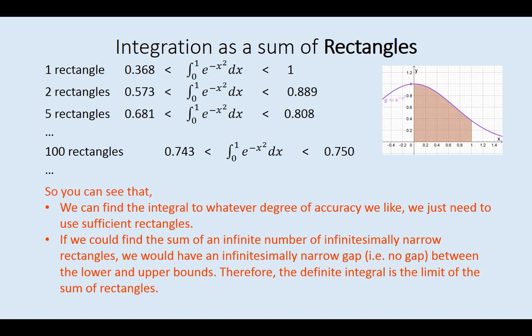If we continue this process to the limit, so that means we are letting the number of rectangles increase up to infinity and the width of the rectangles decrease down towards 0, that would mean that our gap between the lower and upper bound would also decrease towards 0. There would be an infinitesimally narrow gap, which is basically 0 gap, and we would have found the integral. So that tells us that a definite integral is the limit of a sum of rectangles. You don't need to worry about this too much, you're just meant to understand the basic idea.